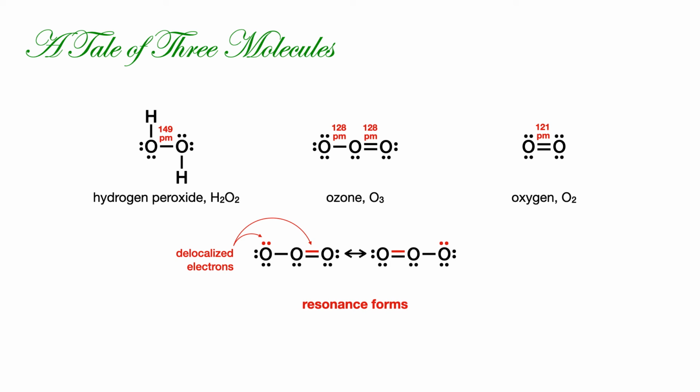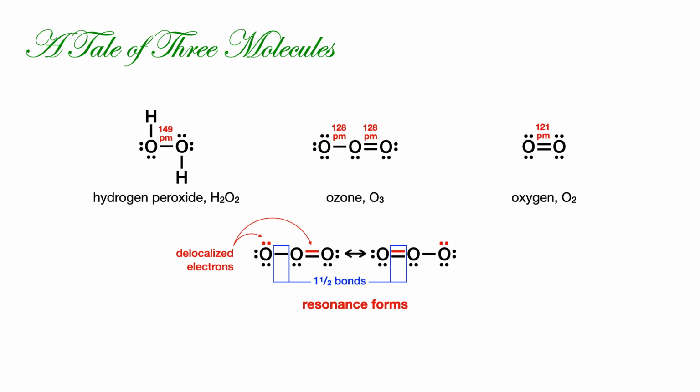And then another thing that we can get from a picture like this is that each of the oxygen-oxygen bonds in ozone is identical, and each one is an average of a single bond and a double bond. So each of those oxygen-oxygen bonds is behaving as 1.5 bonds. So hydrogen peroxide has a single bond between oxygen atoms. O2 has a double bond between oxygen atoms. Ozone has 1.5 bonds between the oxygen atoms on the left and 1.5 bonds between the oxygen atoms on the right.